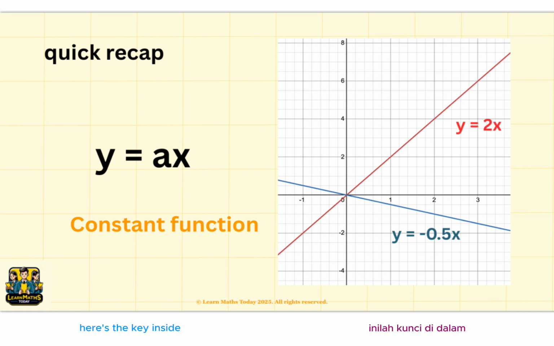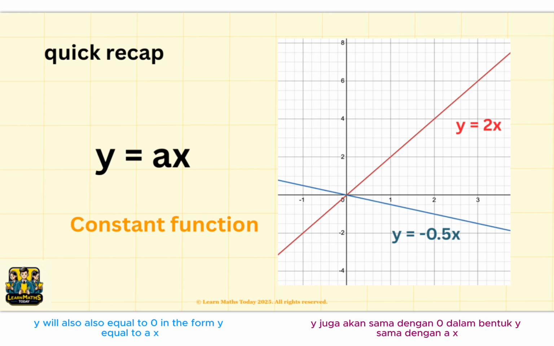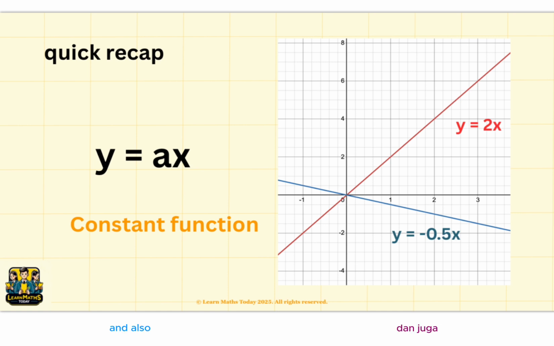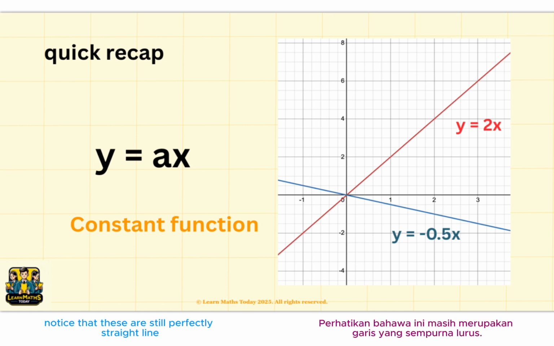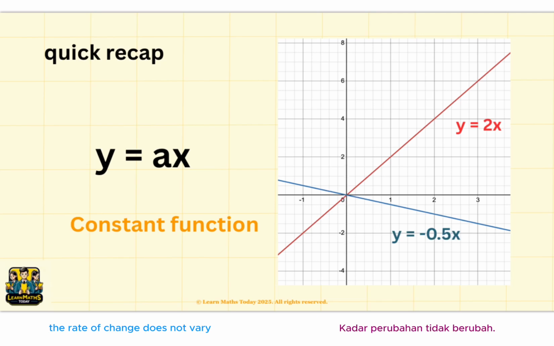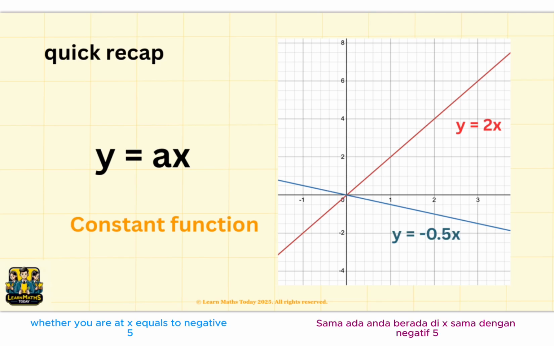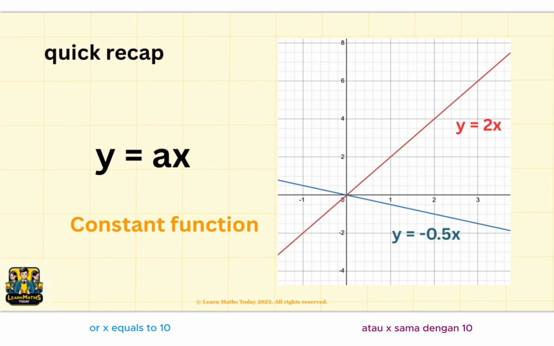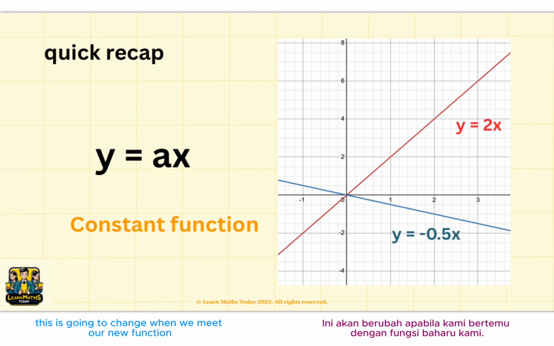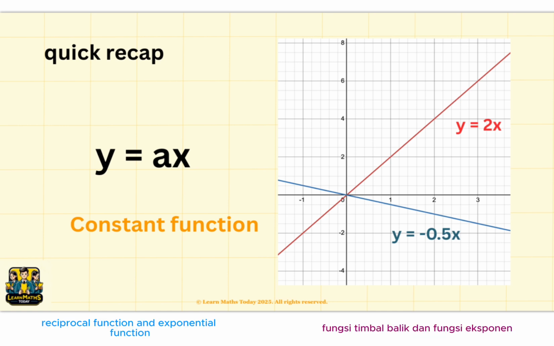Here's the key insight. Both lines pass through the origin. This is because when x = 0, y will also equal 0 in the form y = ax. And also notice that these are still perfectly straight lines. The rate of change does not vary. Whether you are at x = -5 or x = 10, the gradient, which we'll learn later, you just look at the slope of the line, stays exactly the same. This is going to change when we meet our new functions: cubic function, reciprocal function, and exponential function.